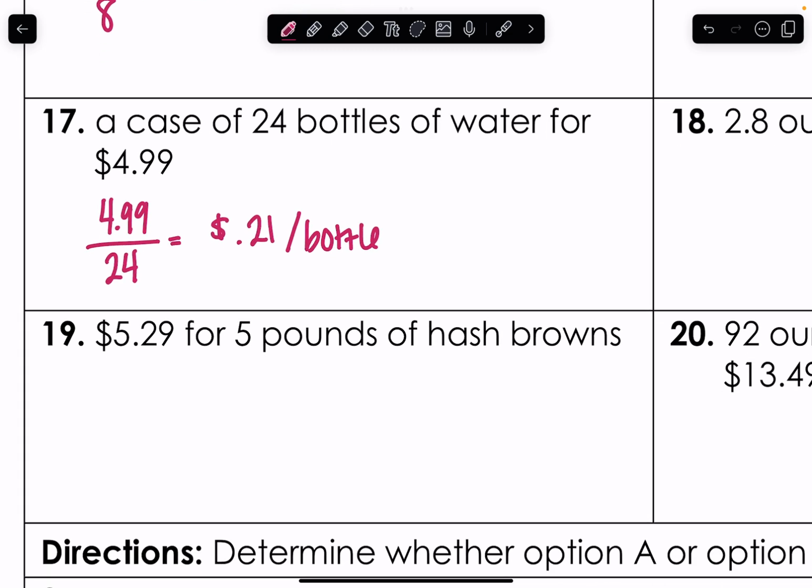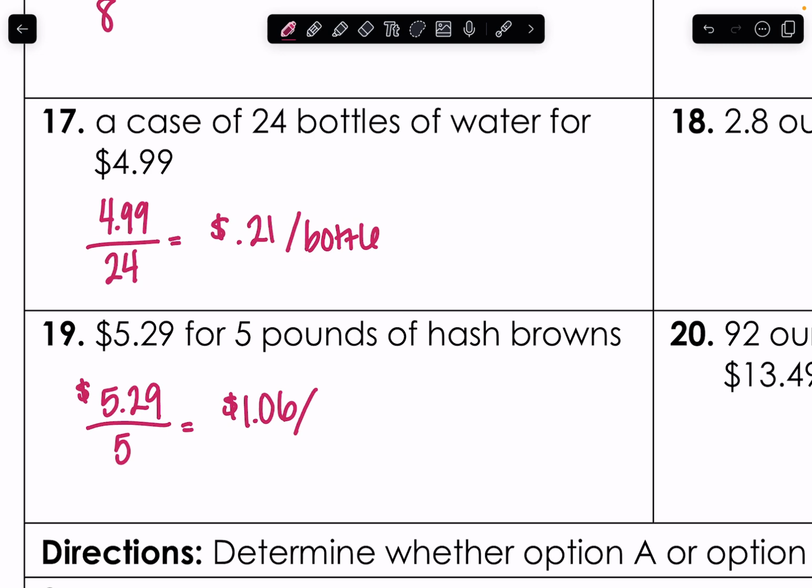And the last one, $5.29 for 5 pounds of hash browns. So this is also like when you buy meat at the store or when you buy fruit or vegetables and it says price per pound, right? So that's if you've ever done self-checkout, you put the items onto the self-checkout and it weighs it. And so then it multiplies by how many pounds that you're getting. So if I want to go in reverse, I want to divide. So $5.29 divided by 5 pounds. I now know that it is $1.06 per pound.